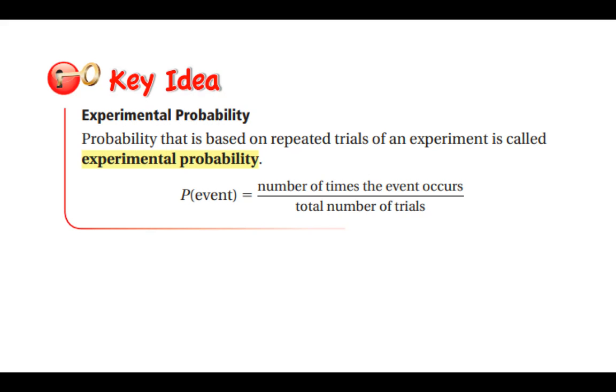So, first thing we're going to talk about is experimental probability. Experimental probability is based on repeated trials of an experiment. I do need you to write this down, please. The probability of an event, in the case that it's experimental probability, is the number of times the event occurs in the numerator over the total number of trials. So you're going to need this formula down so that you can use it in the examples on the homework. Once you have it down, let's move on.